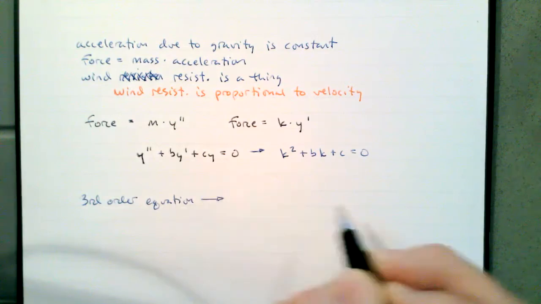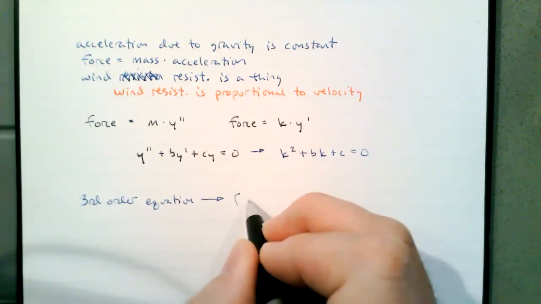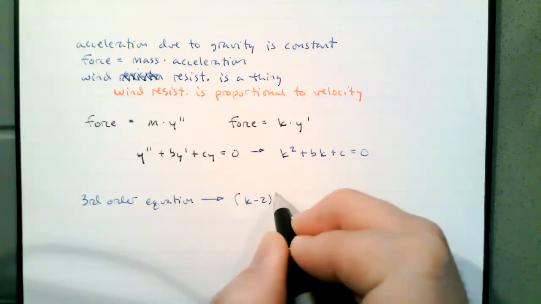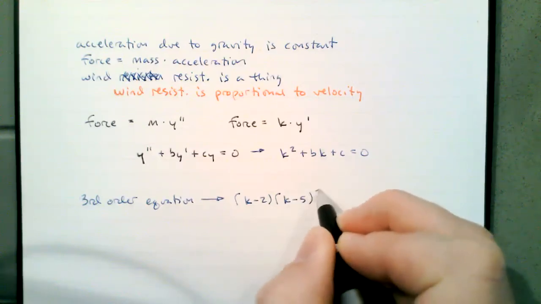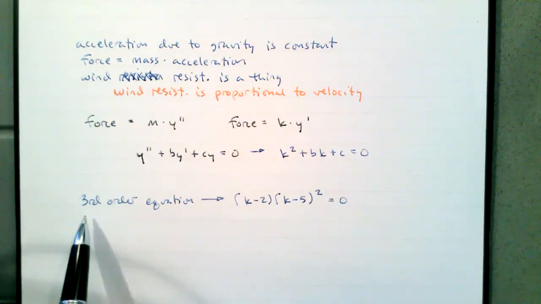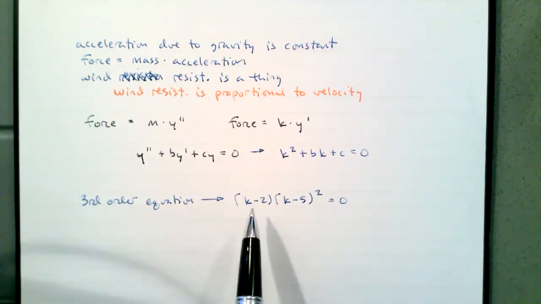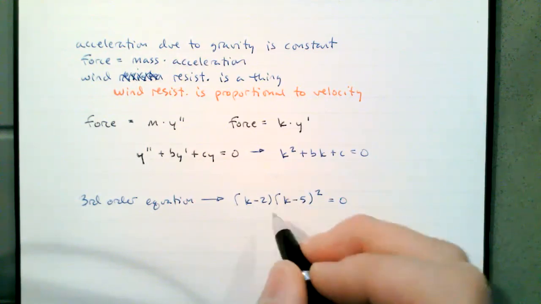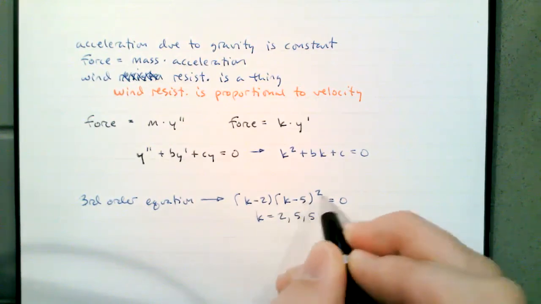And let's say it leads to a characteristic polynomial that has, let's say, k minus 2 times k minus 5 squared. This is something that could happen. A third order equation will lead to a third degree polynomial, and so we have a 2 and a 5 and a 5. So our solutions are 2 and 5 and 5. 5 has multiplicity of 2.